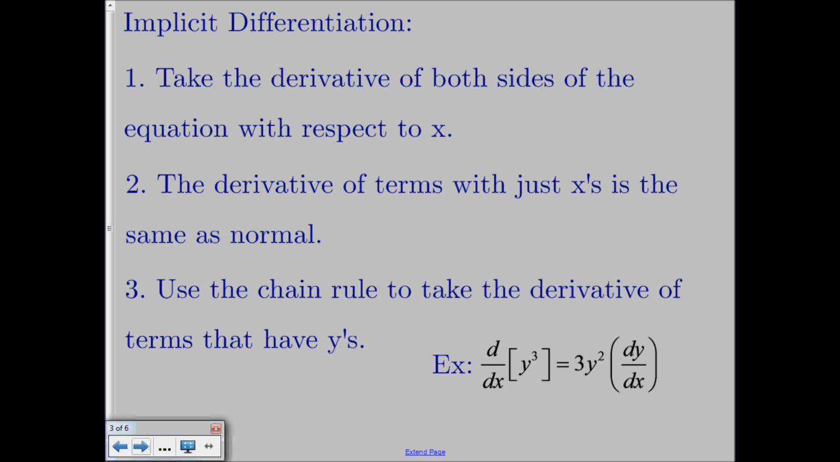But when we get to a term that has x's and y's mixed together, or any y's or other variables involved in that term other than x, we have to use the chain rule to take the derivative of it. So an example would be if we take the derivative with respect to x of y cubed, we're going to get 3y squared using our normal power rule, but then we also have to multiply that by dy/dx, or the derivative of y with respect to x, because we don't know what the derivative of y with respect to x is. That's what we're solving for. We're solving for that first derivative.